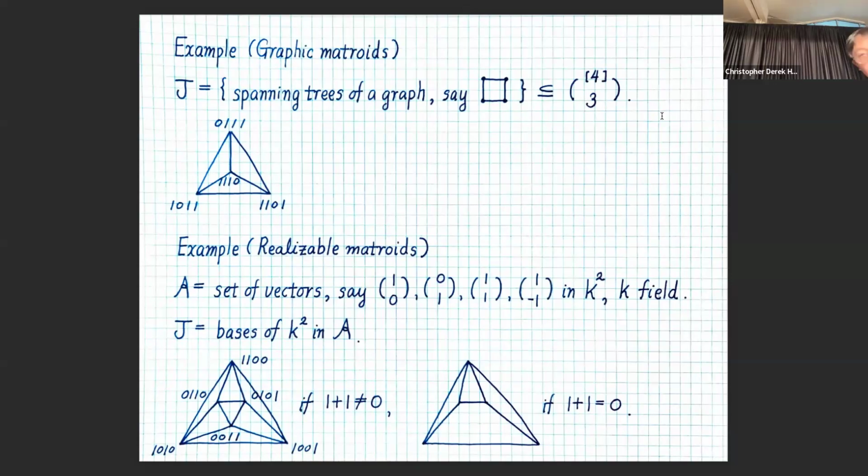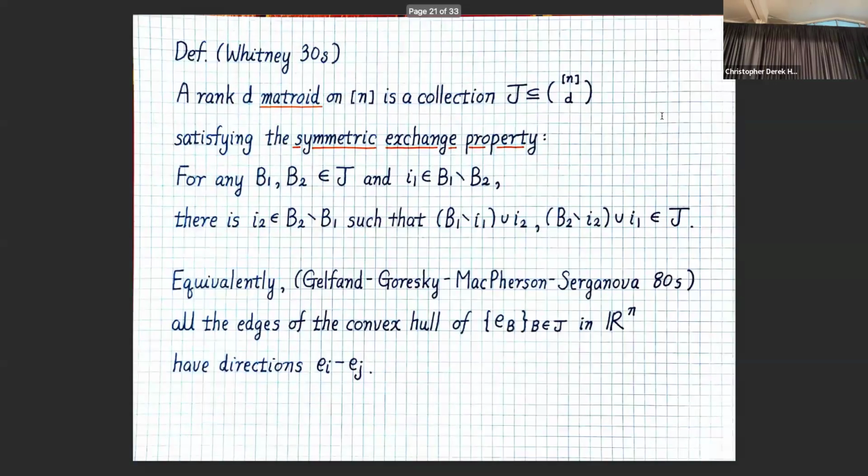Oh, edge directions. You take the convex hull of the vectors e to the b, you get some polytope. It will have finitely many edges, and the requirement is that every single one of those edges have direction e_i minus e_j, where e_i is the standard basis vector. It corresponds to exchanging the elements i and j.